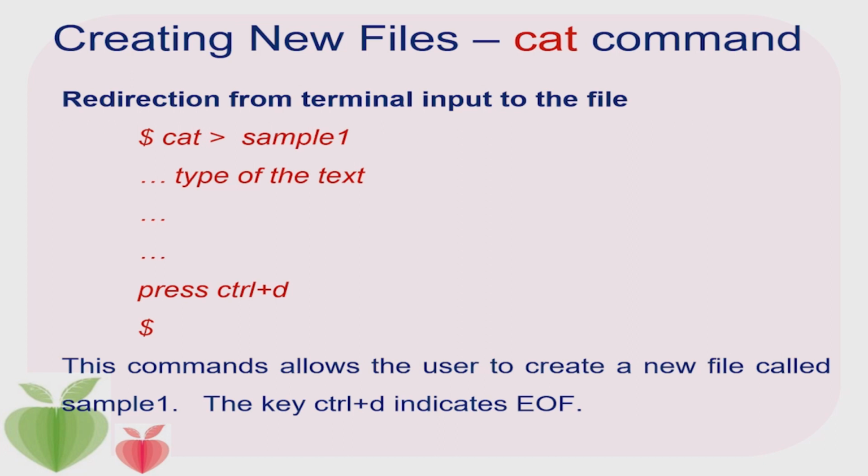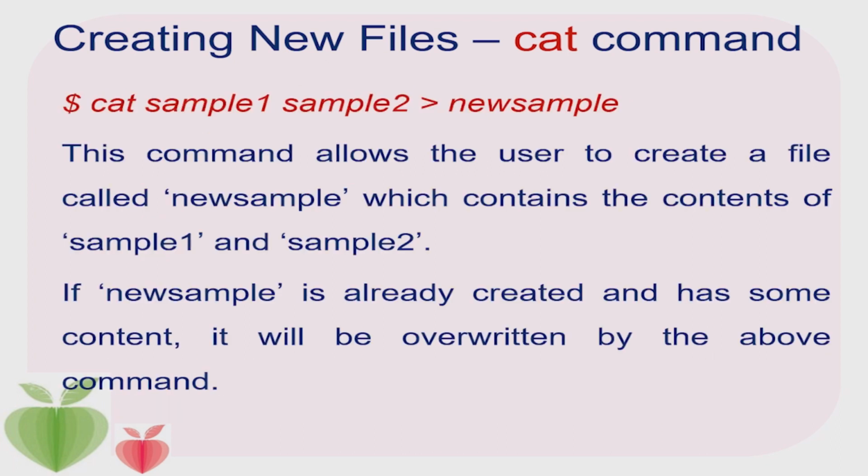This command allows the user to create a new file called sample1. The key Ctrl D indicates end of file. Another way of creating new files using cat command along with redirectional operator is merging the contents of several files which are already existing and then redirecting it to a new file. Say for an example, cat sample1 sample2 greater than new sample.